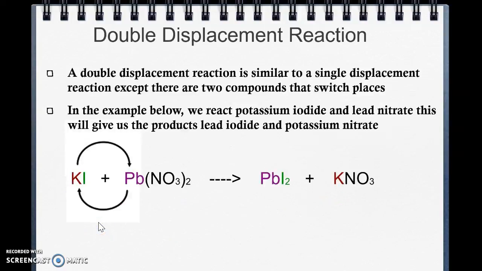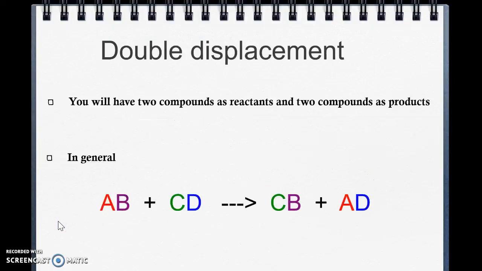Double displacement is the same thing. Now we've got two here. The potassium and the lead here are going to switch. So the lead goes with the iodine, and the potassium goes with the nitrate. There's your ABCD version of it.